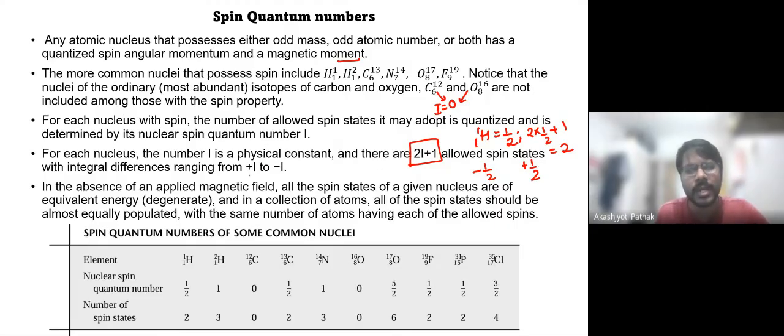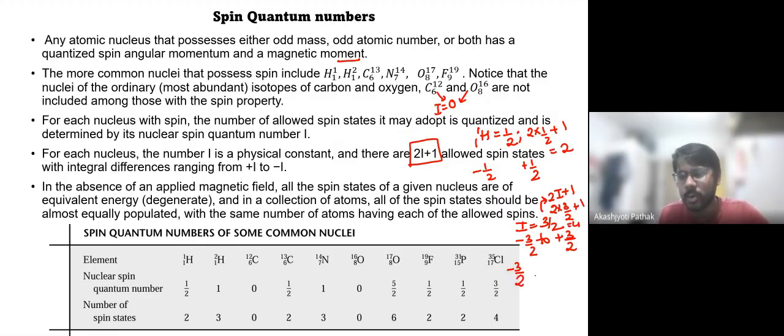So it will have values ranging from plus I to minus I. For example, if the spin quantum number of a nucleus is 3 by 2, then it will have values ranging from minus 3 by 2 to plus 3 by 2, and each of these spin states will differ by 1. How many total values will it have? 2I plus 1 values. If you substitute the spin quantum number 3 by 2, you will have 4 different values.